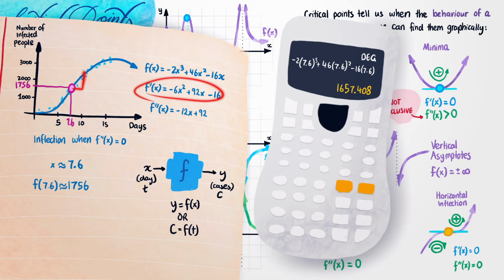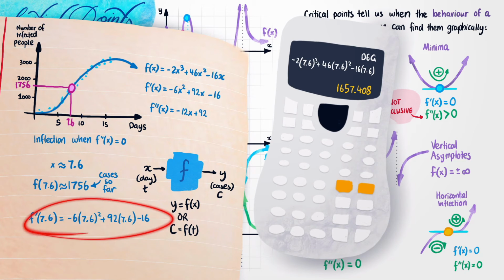If we draw a little line segment, this over here can be thought of as one day, and this is going to be the number of new cases we saw on that day. So f'(x) is going to tell us the number of new cases per day. Okay, so if we put this into our calculator, we'll know exactly how many new cases we were getting every day on that day.